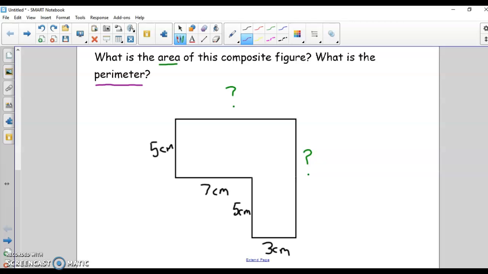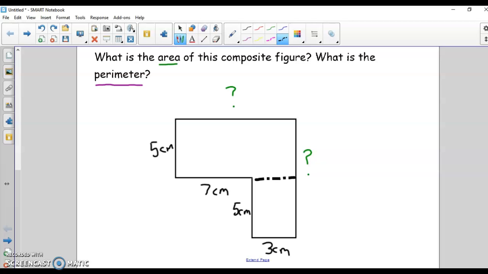So there are a couple of things you could do. But the first thing you want to do with this composite shape is break it up somehow. You're not going to want to leave it as it is. So I like taking a pen and kind of cutting to make two separate rectangles. Now that I've made that line, I've made two separate rectangles that I could add together at the end to find my area or my perimeter.